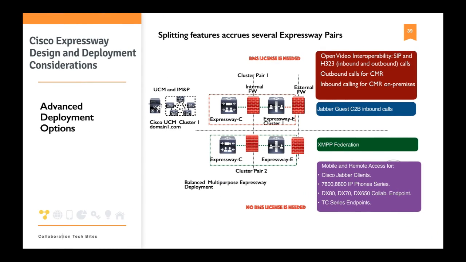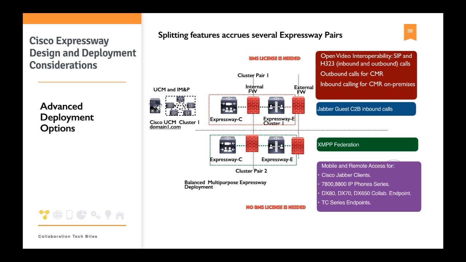Okay. Consideration. Here we're talking about some of the advanced deployment options. Here, if you want to split the functionality, also need to split the license deployment in different areas, you can do that by implementing what's called a balanced multi-purpose expressway deployment.